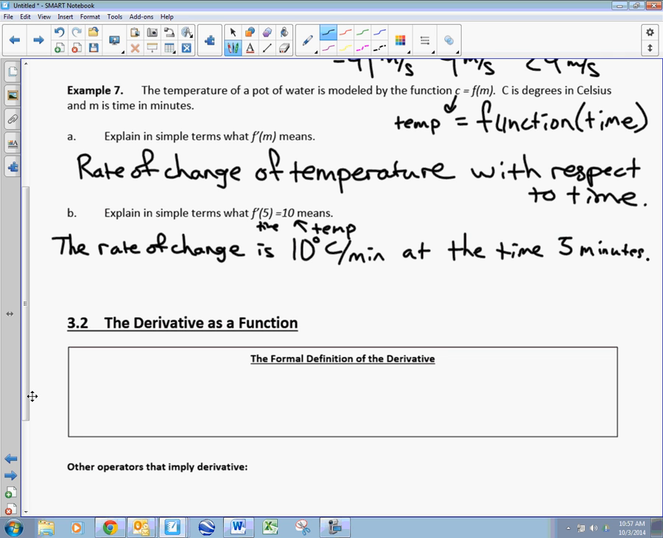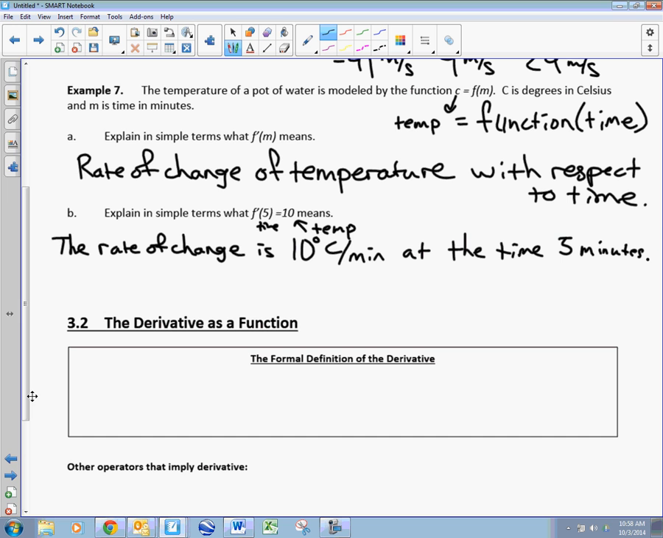Here's another mistake people make. They say, on average, over 5 minutes, the temperature is increasing at a rate of 10. You'd use 10 as the rate, but the fact is you said on average. At the time, instantaneous. That's what has to be there. Does that make sense? You understand the difference?